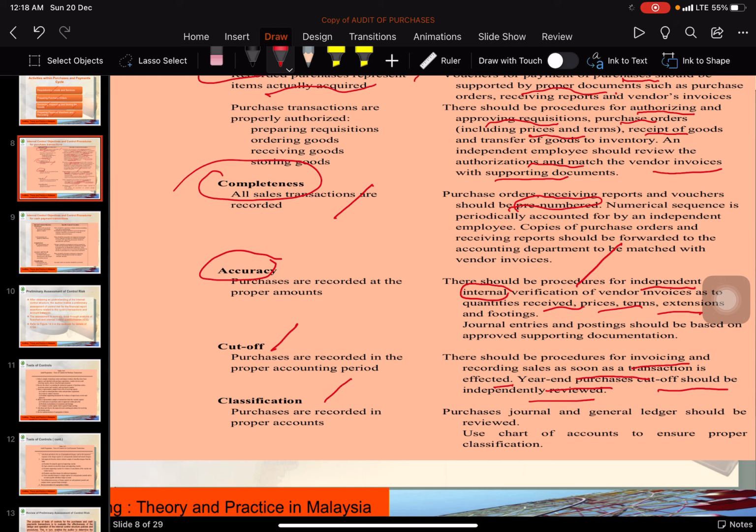Alright, classification. So purchases are recorded in the proper account, such as the purchase journal and GL, and then they should be reviewed. And then the chart of accounts, to make sure that they have a proper classification.